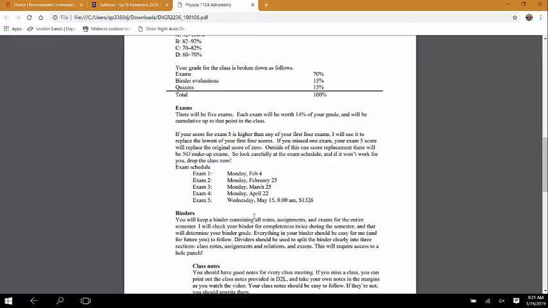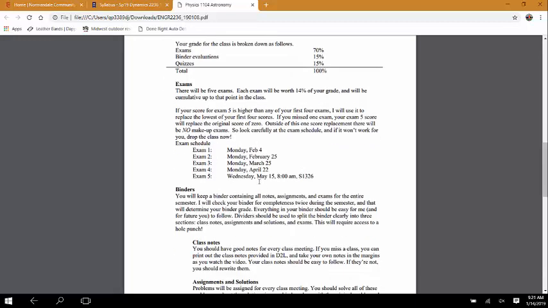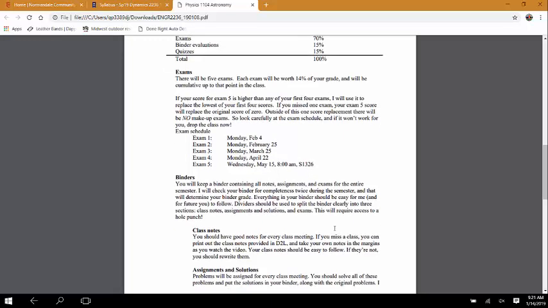And this lists when our final is scheduled, so that's when exam 5 is going to be, Wednesday, May 15th at 8 a.m. in this room. Any questions about the tests?